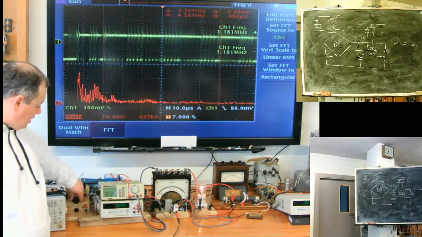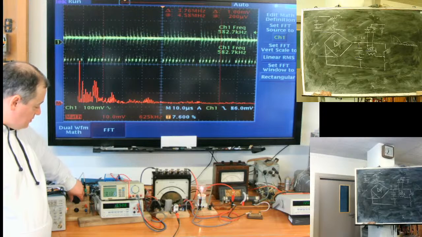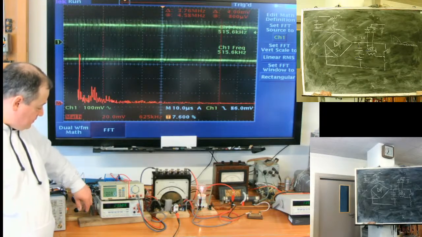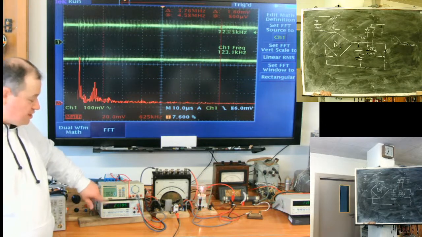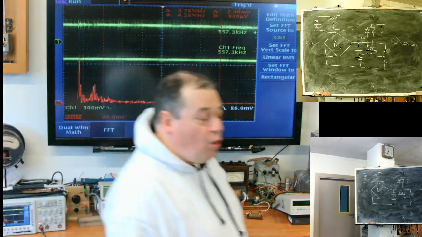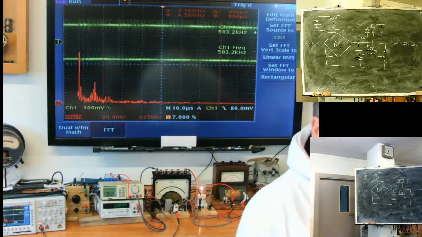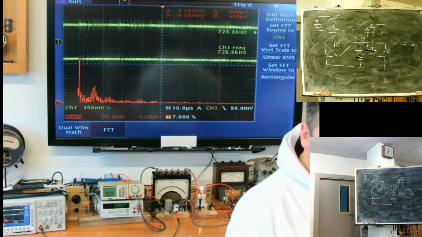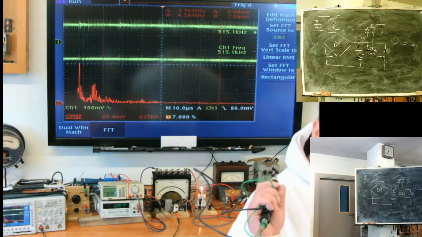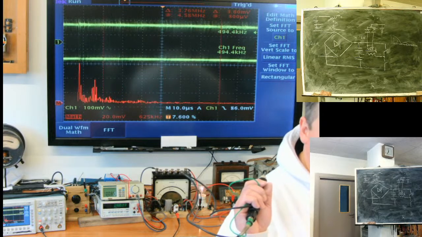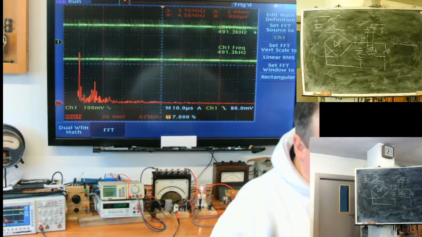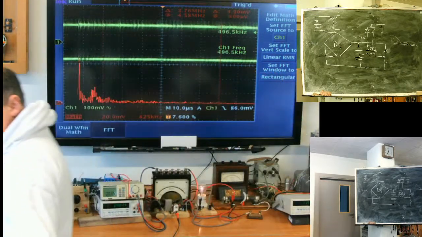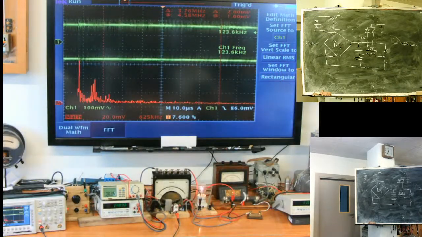Input voltage, input current. 16 volts, 1.3 amps. 24 volts, 0.87 amps. What does Ohm's law say to us? Who remembers Ohm's law? Current is proportional to voltage. Current should be proportional to voltage by Ohm's law.